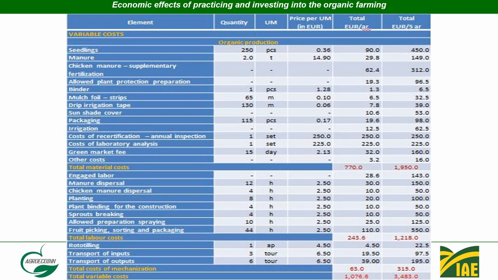Other costs include the costs of repairs at the installed equipment and other unplanned material costs. Additionally, within the material costs in organic production, the costs of annual inspection of the representative or certification body and the costs of laboratory analysis of used water, soil, and produced fruit were also included. The values of those costs are not linked to the size of production surface.